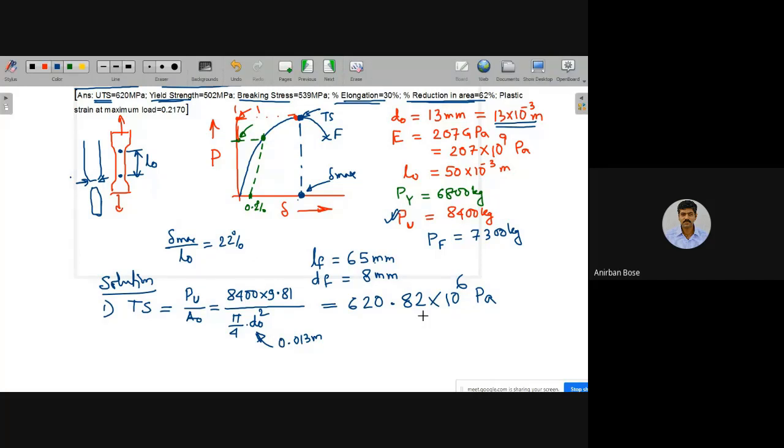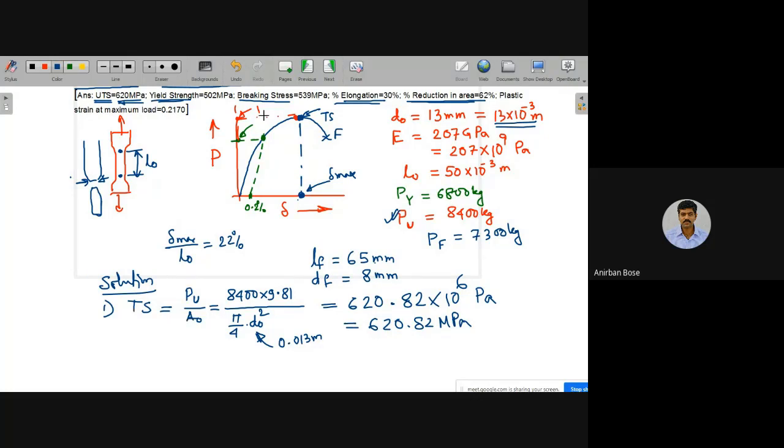If you have to represent, suppose, modulus of elasticity, always represent it in gigapascal range. They are generally of gigapascal range for the metals. So this is basically 620.82 megapascal in that order. You just check what is the answer. Answer is 620 megapascal approximately. It is written. It's okay. So this is the first part.